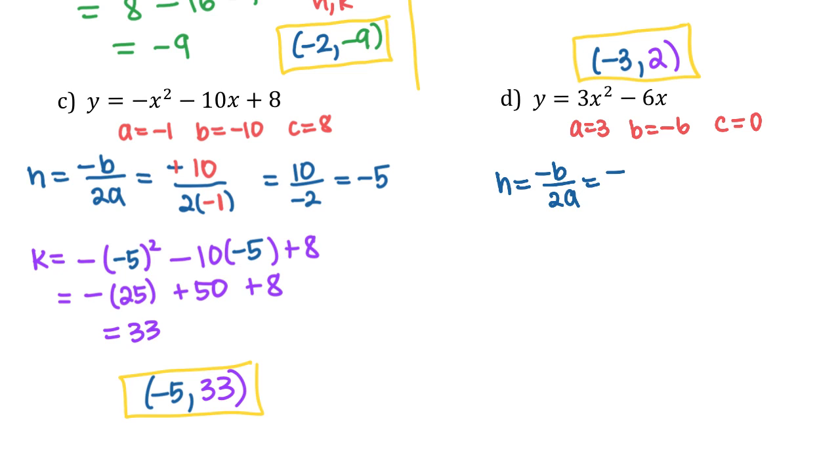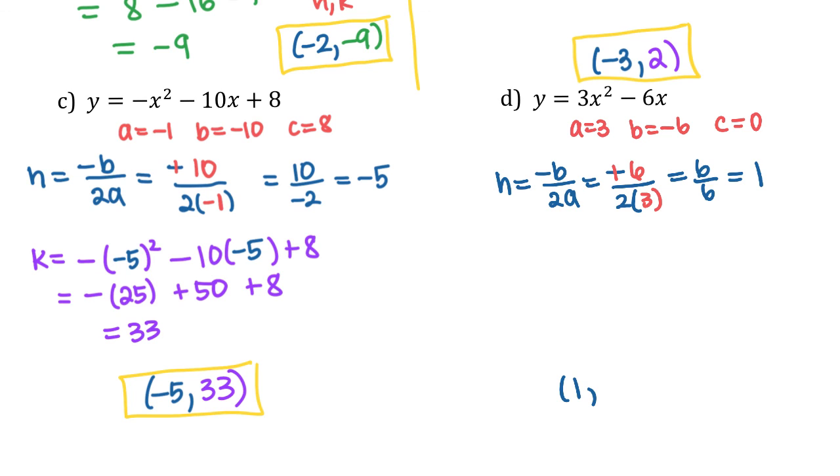Okay, so b is -6. So if I do -(-6), it actually switches it to a +6 over 2 times a. So I'm going to get 6 divided by 6, which is 1. Okay, so I already know the x-coordinate of my vertex will be 1.